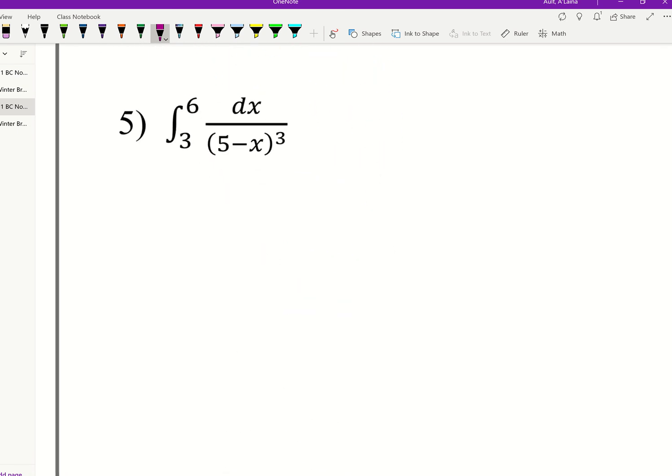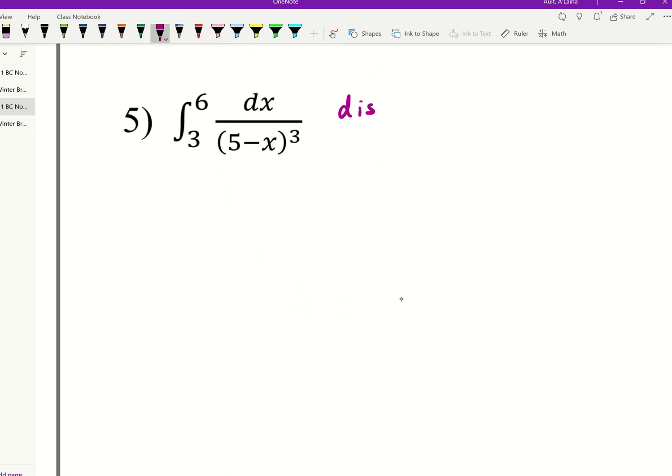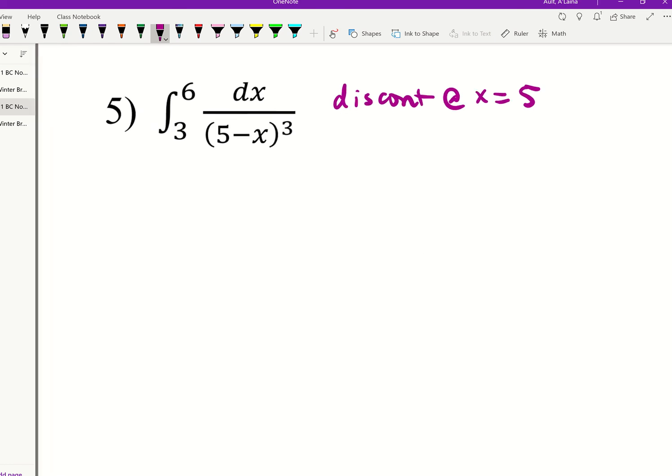Last one. This one has a discontinuity at x equals 5, which is inside my interval. So I'm going to split this. I encourage you to pause the video, try this one on yourself, and then restart it once you're ready.